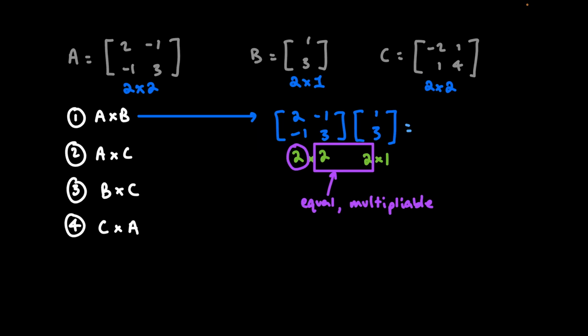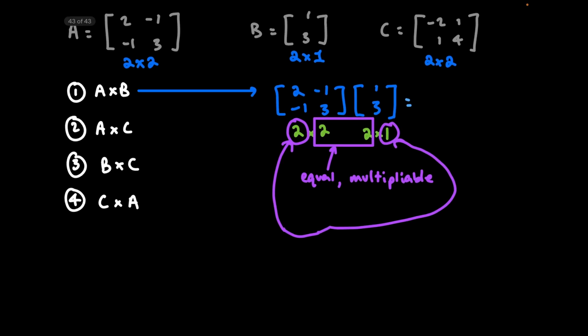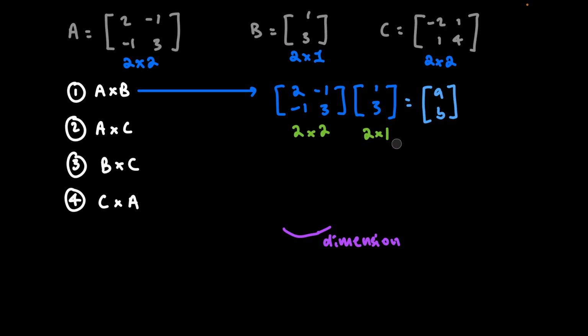Then if you have a look at the outside 2 numbers, they tell you what the dimension of the final matrix is. So we already know that the dimension of the final matrix will automatically be a 2 by 1 matrix. So it'll look like this, AB. This is the steps we need to take before we even multiply 2 matrices together.